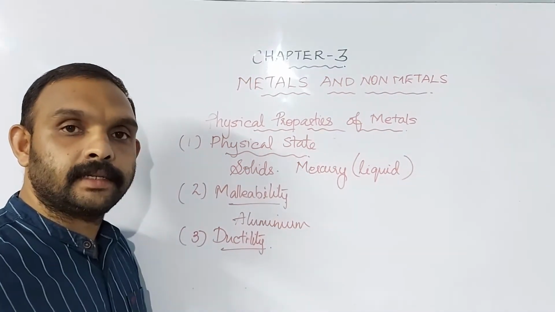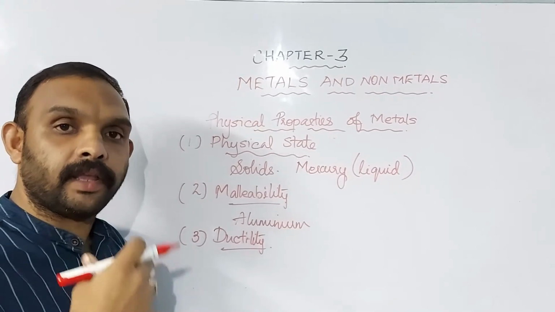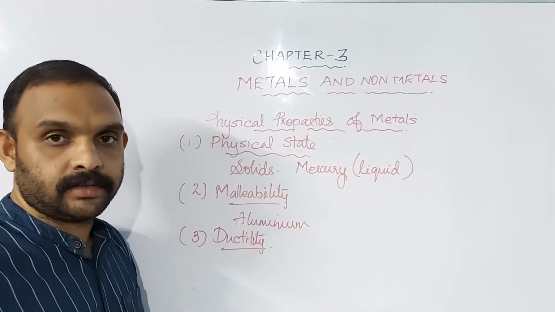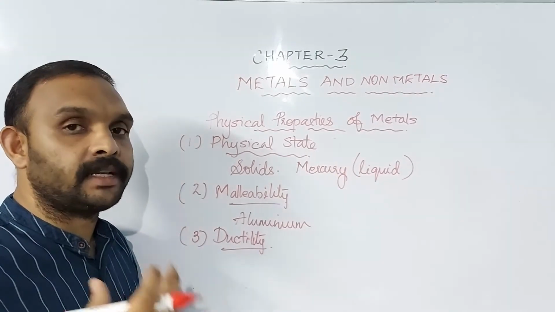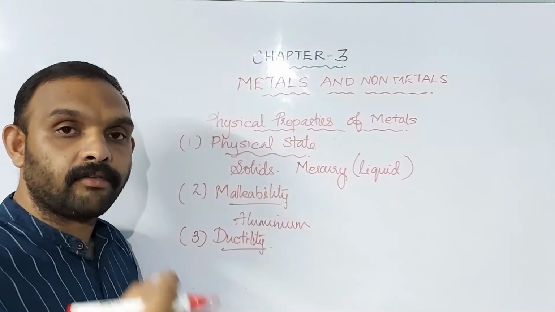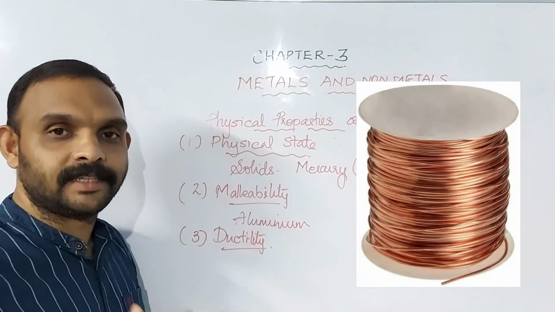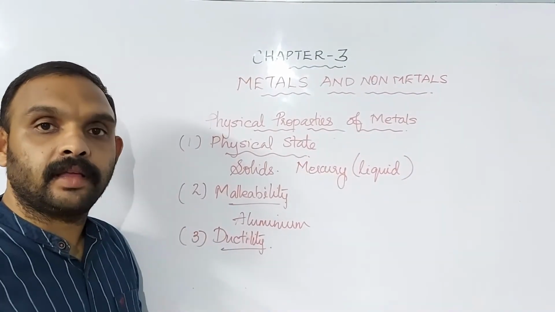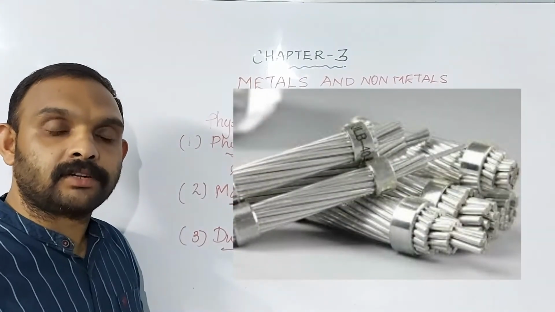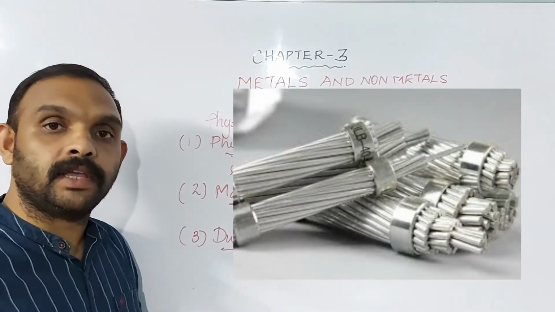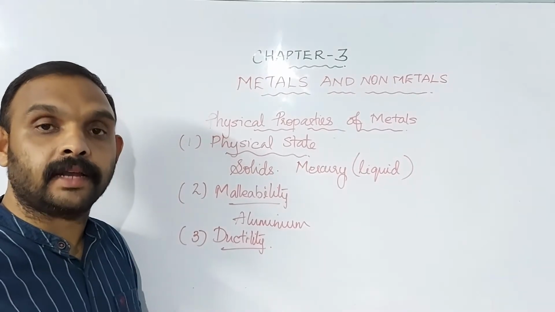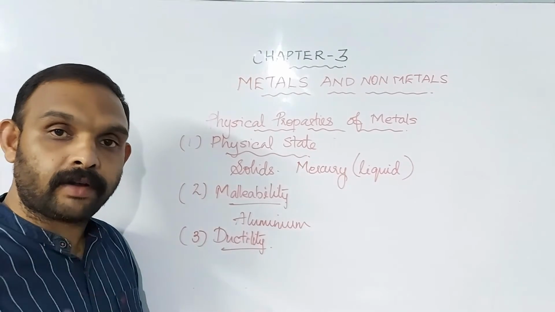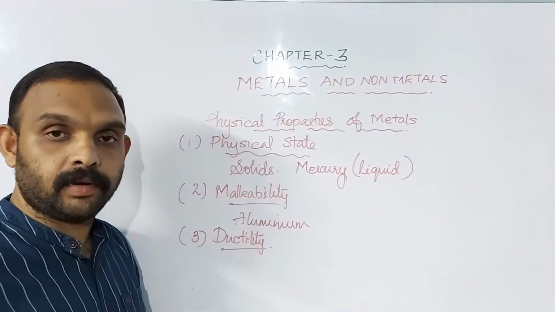You know that in our domestic wiring or commercial wiring, we are using electric wires. Actually, what are those electric wires? They are wires of copper. And we know that for the distribution of electricity, the electricity department is using aluminium wires to carry electricity from one electrical post to another electrical post, or from one transformer to another transformer.